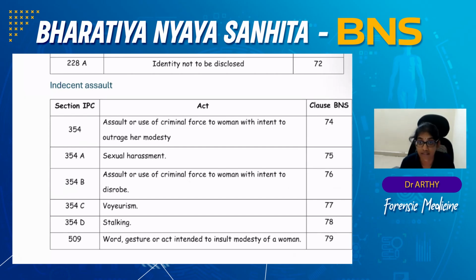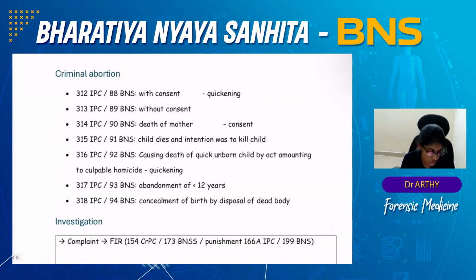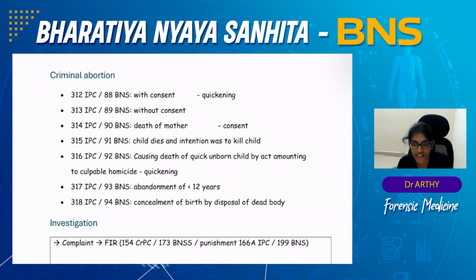Okay. And then we went in with A, B, C, D. A is for harassment, B is for disrobing, C is for voyeurism, and D is for stalking. Right? A, B, C, D we went under, and we also saw about criminal abortion. Criminal abortion sections we saw in 88 to 94. Okay, so all of these are coming under one.